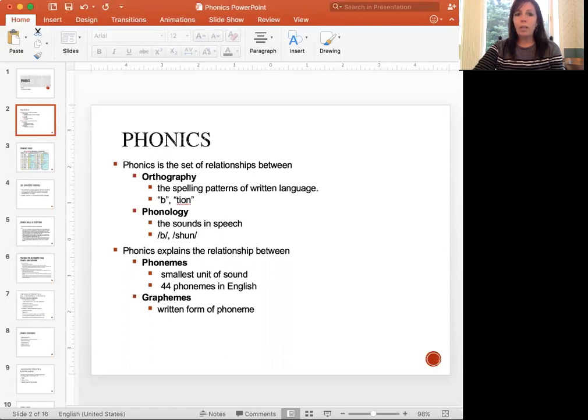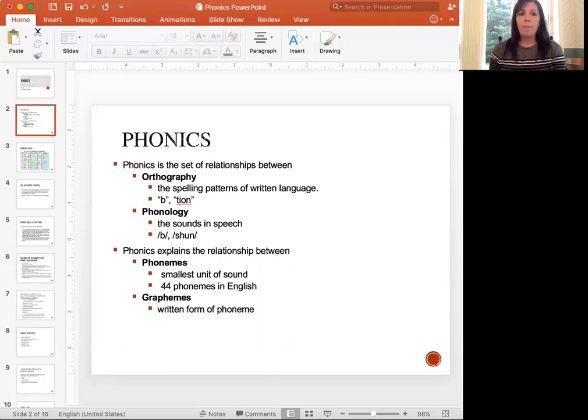Phonemes are the smallest unit of sound and are written with backslashes, which we have 44 phonemes in the English language. Graphemes are the written form of a phoneme. Learning phonics helps students learn to read and spell.